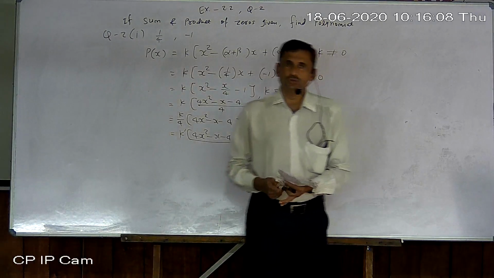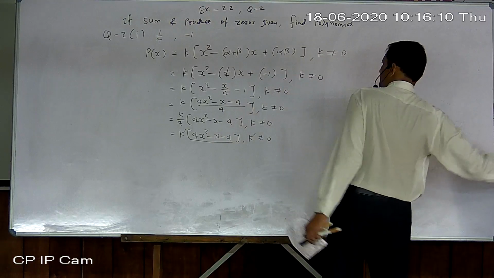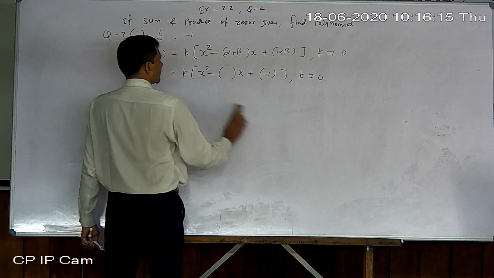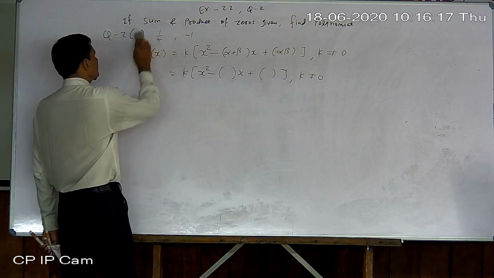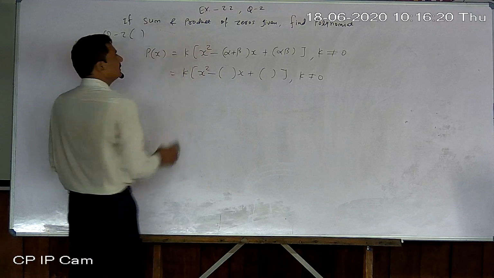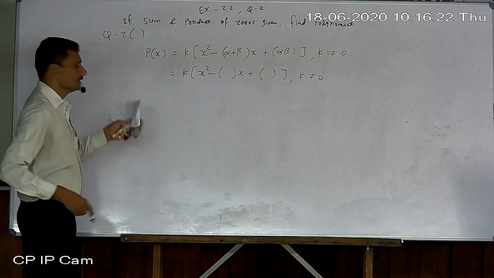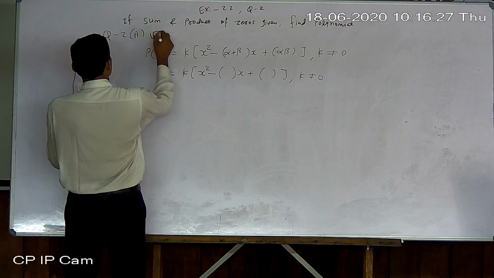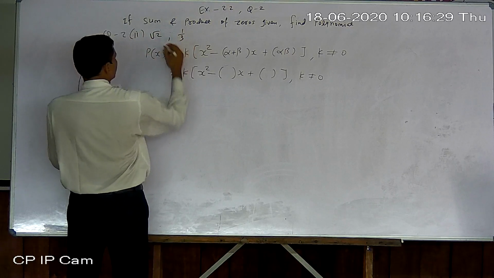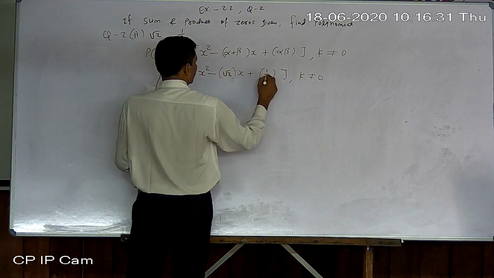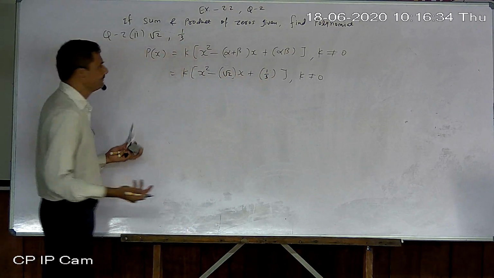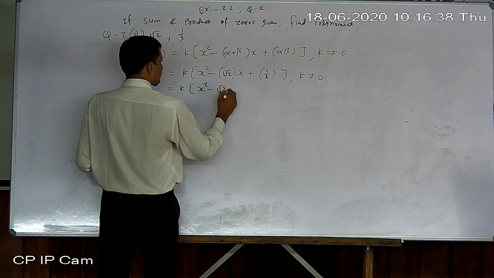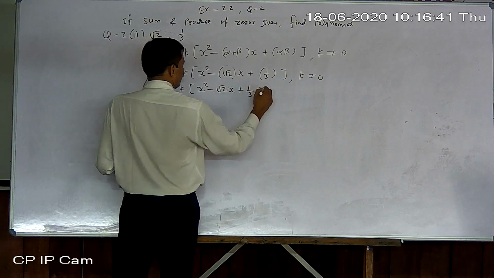Okay. Now the second one, root 2, 1 by 3. So now everything is the same only. Look here. This is our second part. What is given? Sum is root 2, and product is 1 by 3. So write down here root 2, here 1 by 3. Same type of sum only. So k x square minus root 2x plus 1 by 3.